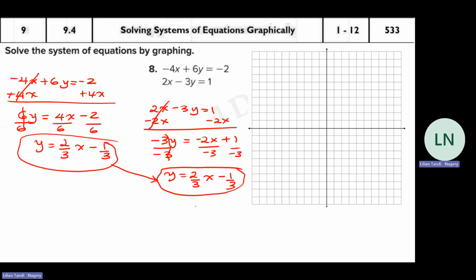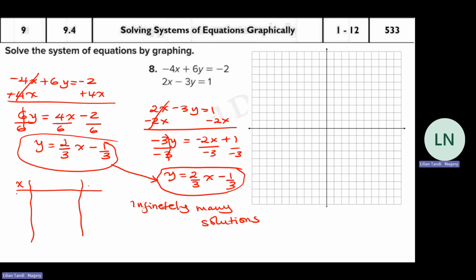So you're going to have one line, or you're going to have two lines that are coinciding to one line. And then, so you're going to write infinitely many solutions. Okay. Then you're going to make a jadwal, because you have to still plot your line.